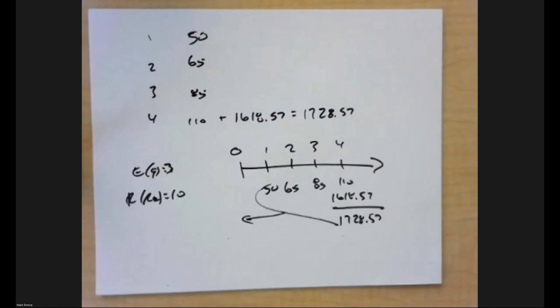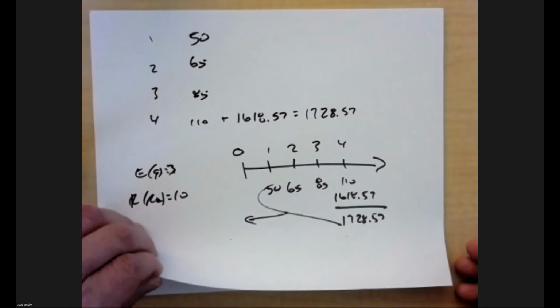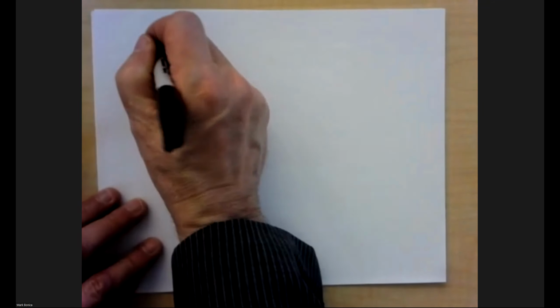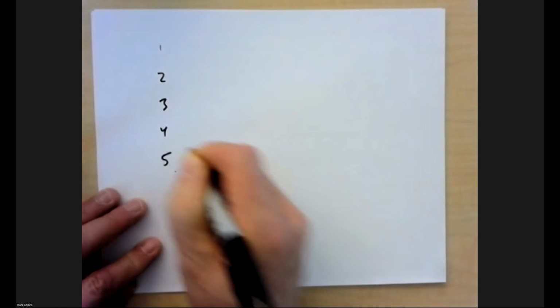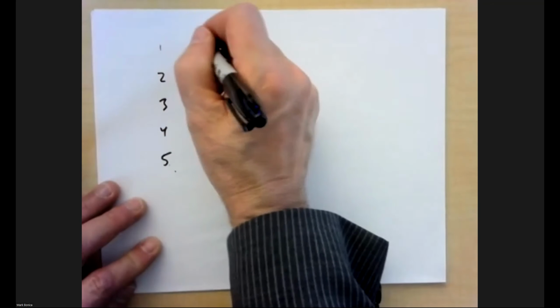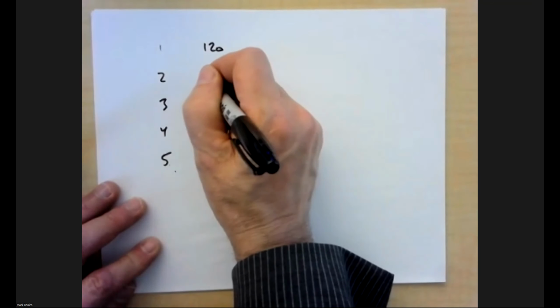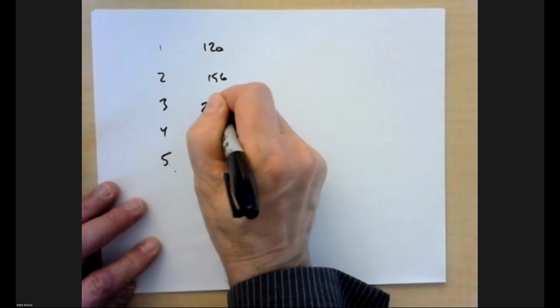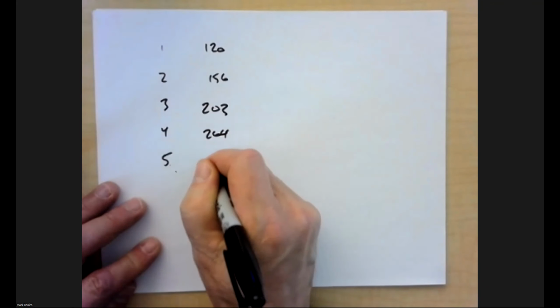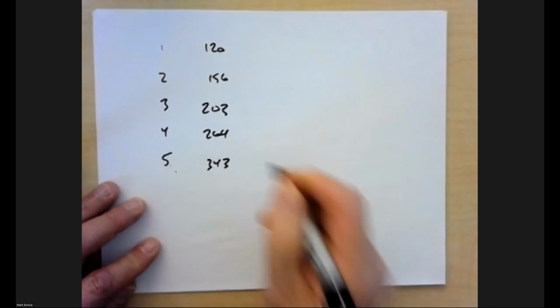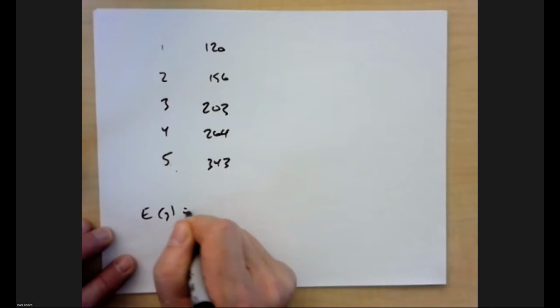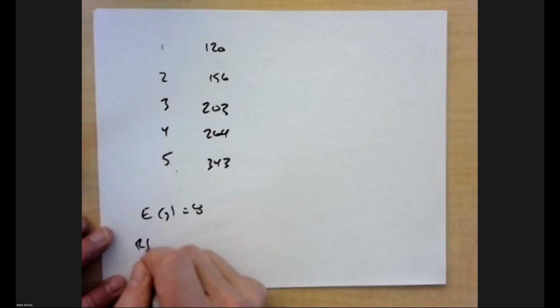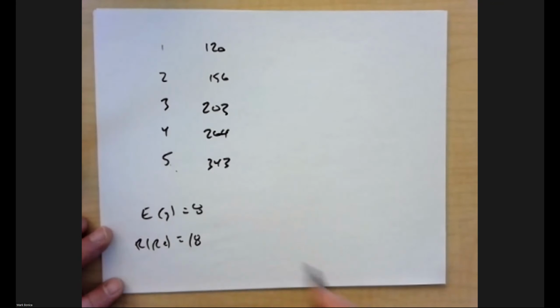All right. Another one. Got 1, 2, 3, 4, 5 years with cash flows of 120, 156, 203, 264, and 343. After year 5, we're going to go into a constant growth rate of 8%. And our required rate of return is 18%.